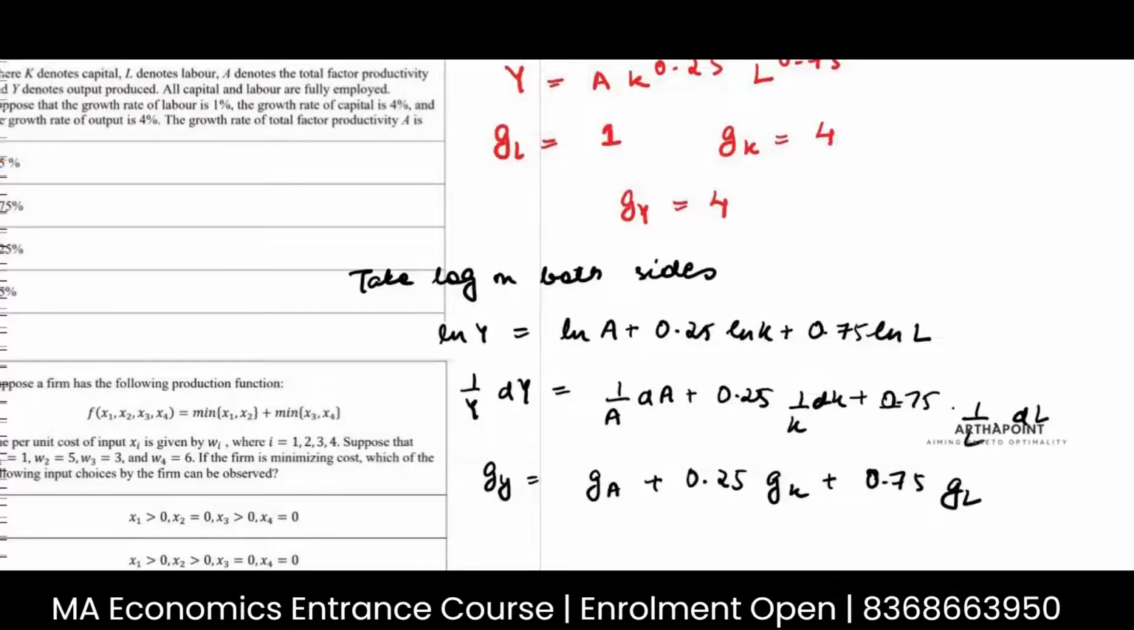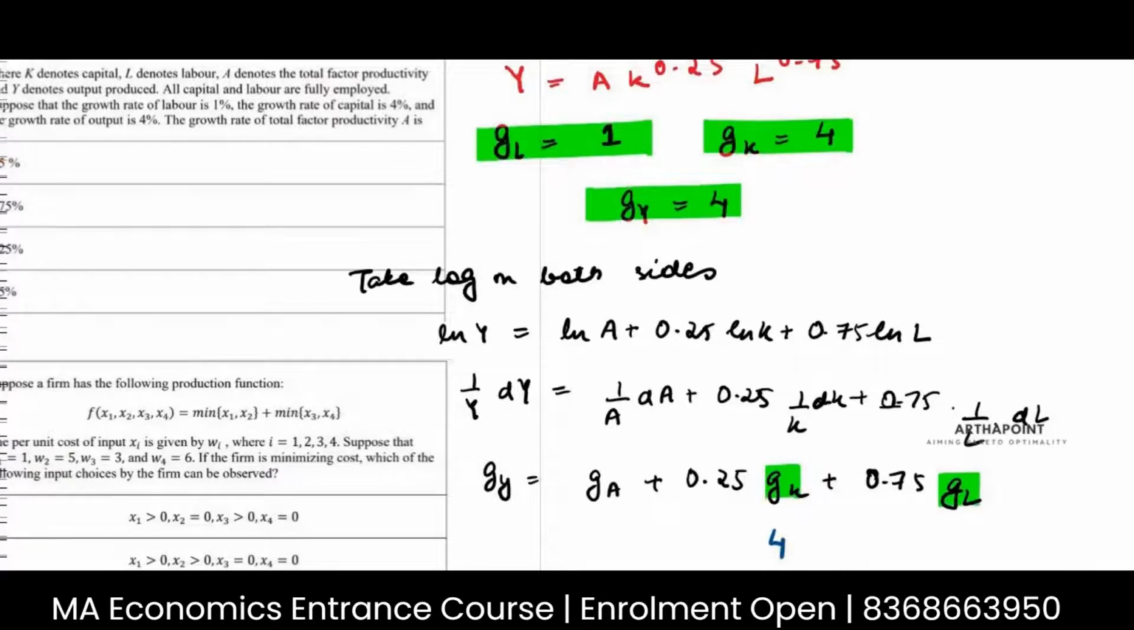So now my growth rate of capital is given as 4, so here I will replace it with 4. Growth rate of labor is given as 1, so I will replace this with 1. And growth rate of output is given as 4, so I will replace this with 4. So 4 is equal to GA plus 1 by 4 plus 3 by 4.